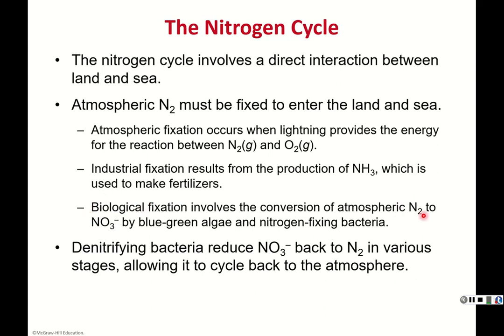This involves conversion of that atmospheric N2 to things like NO3 by things like blue-green algae and nitrogen-fixing bacteria. There are relatively few things that can do this, and because of that, they're very important. If they were to go extinct, life on this planet would be in great risk of dying out, because all living things need nitrogen. We need nitrogen primarily in our proteins.